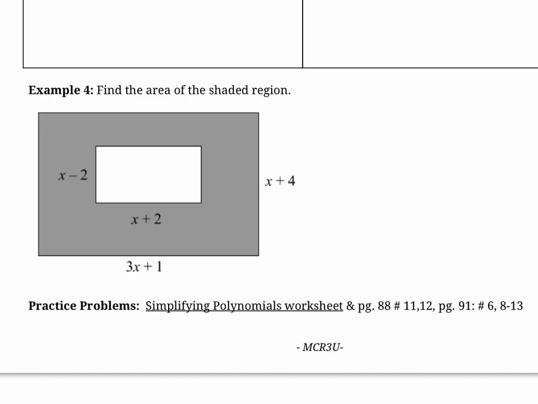In our next problem, we just have to think a little bit more. So it's not saying simplify this, it's saying find the area of the shaded region. We're going to add in an extra instruction, which is to leave it as a simplified expression. So instead of giving us the expression, we've got to come up with the expression and then simplify it.